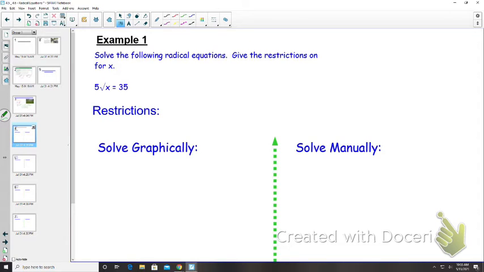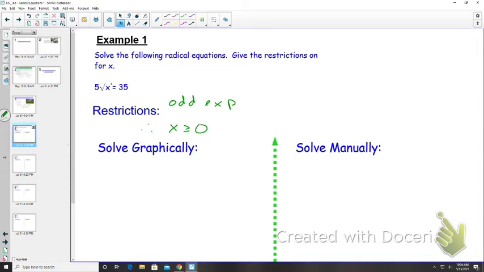Now if we are asked to solve the following radical equations, we are trying to find the values of the intersection point. So we're trying to find where 5 root x and y is equal to 35 will intersect. But first let's do our restrictions. Let's look at our x. We're taking the square root of x. It is x to the 1 over 2. Therefore, x must be greater than or equal to 0. Those are our restrictions.